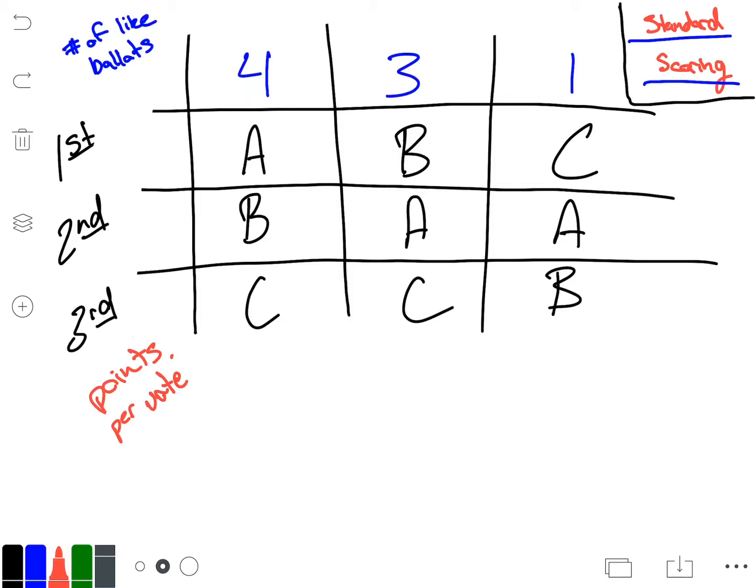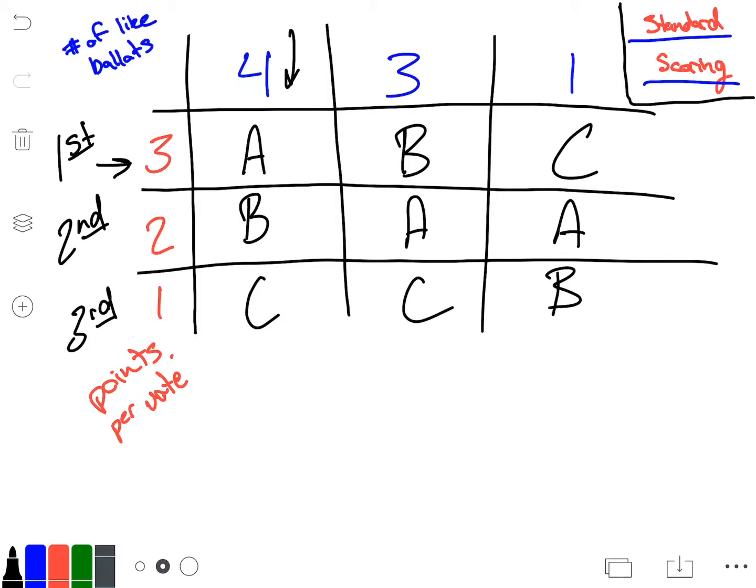And like I said earlier, we're using standard scoring, meaning a last place vote is worth 1 point. So third is 1 point. Second will be worth 2 because we're using standard scoring, which means we count up by 1. And then first will be worth 3. From here, we multiply row by column.